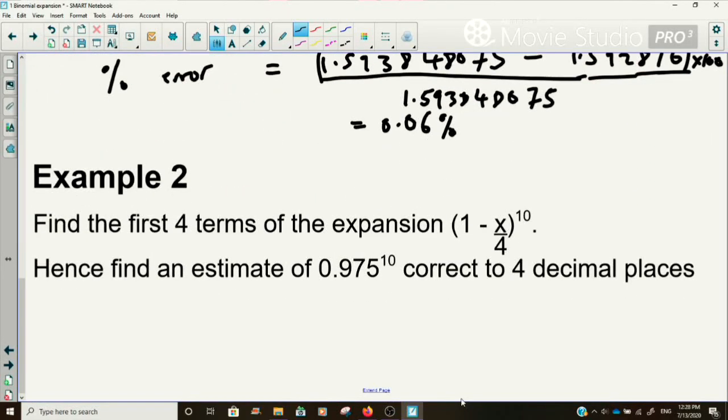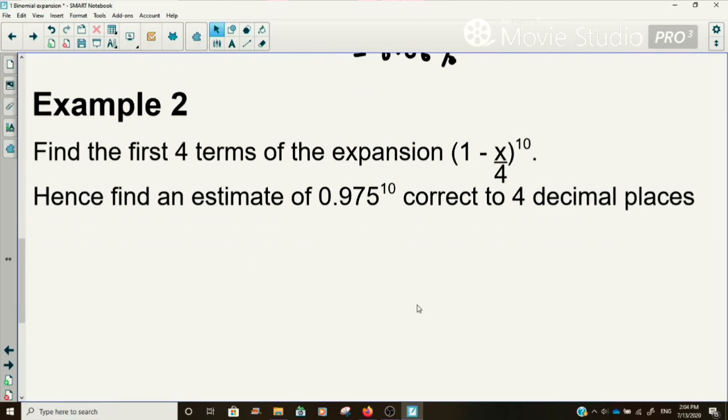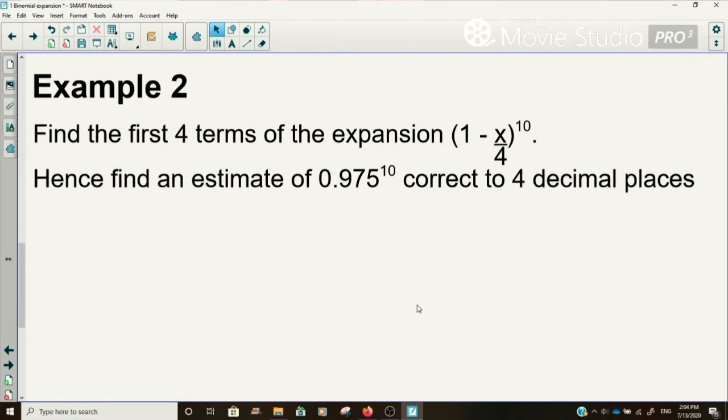Okay, let's have a look at the next example. In example 2, we need to find the first 4 terms of the expansion of 1 minus x over 4 to the power of 10, and then find an estimate for 0.975 to the power of 10. I'm going to give you guys a moment just to see if you can use that new formula to do the expansion. So pause the video and then we'll go through it in a moment.